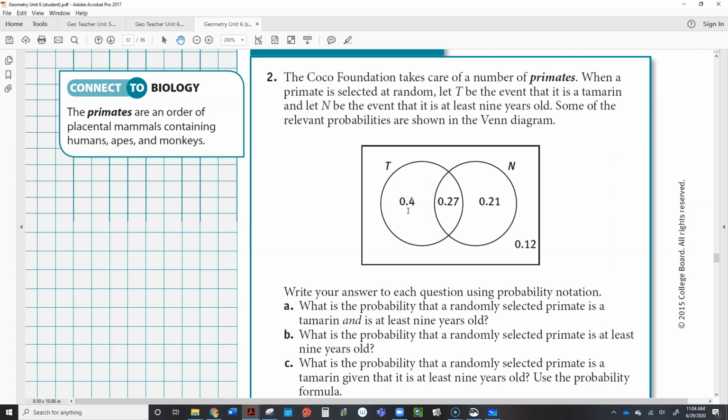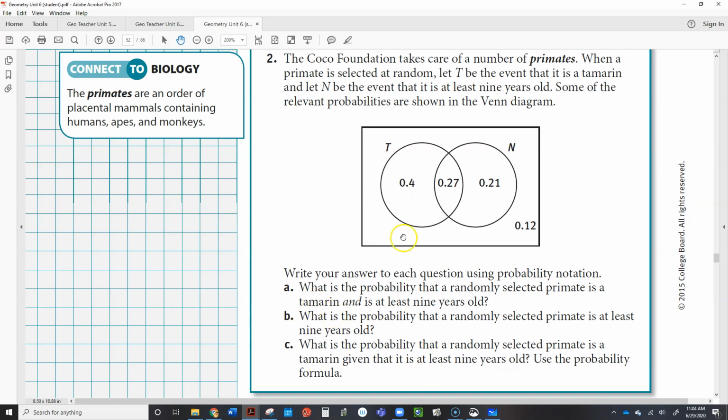So stop the video now and see if you can do this section, and I will go over the answers with you when you start the video again. But stop the video and see if you can get these answers.